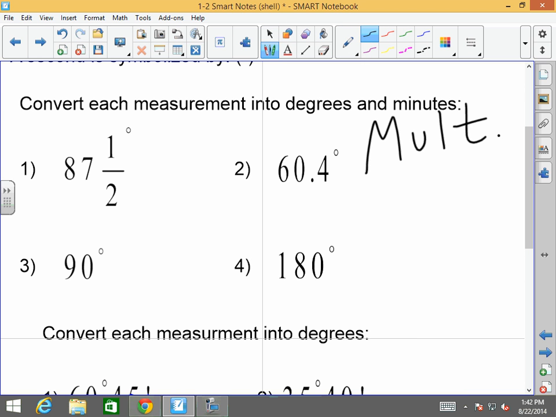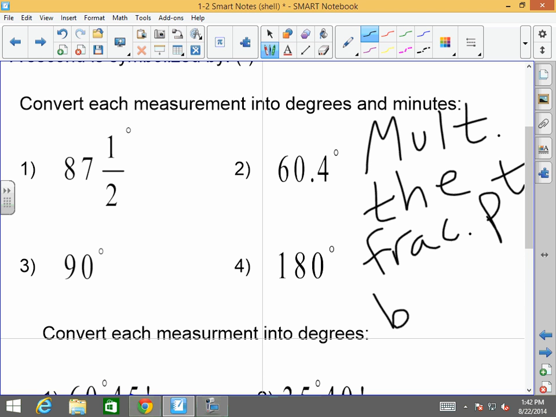the fractional part of it by 60 minutes. Literally, it's that simple. So 87.5 degrees, you take that fractional part, which is a half, you multiply it by 60, that's going to be 30. So I've got 87 degrees 30 minutes. Does that make sense?